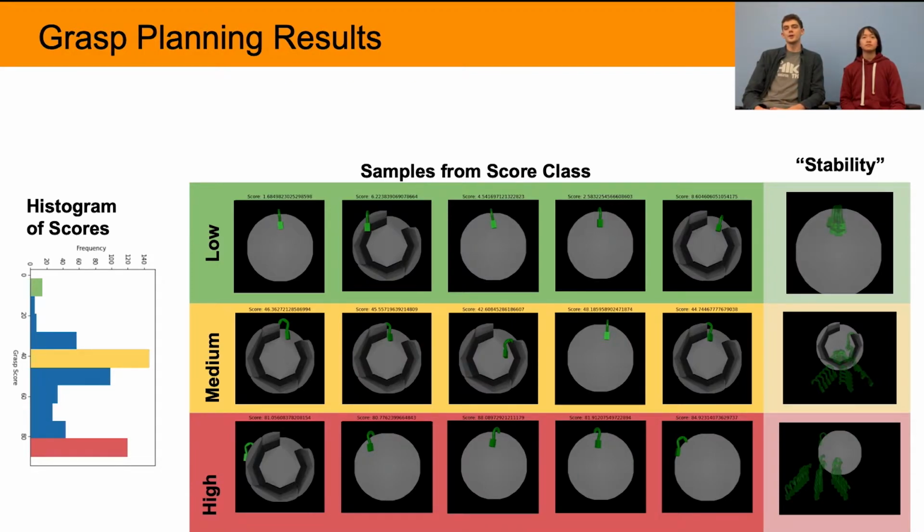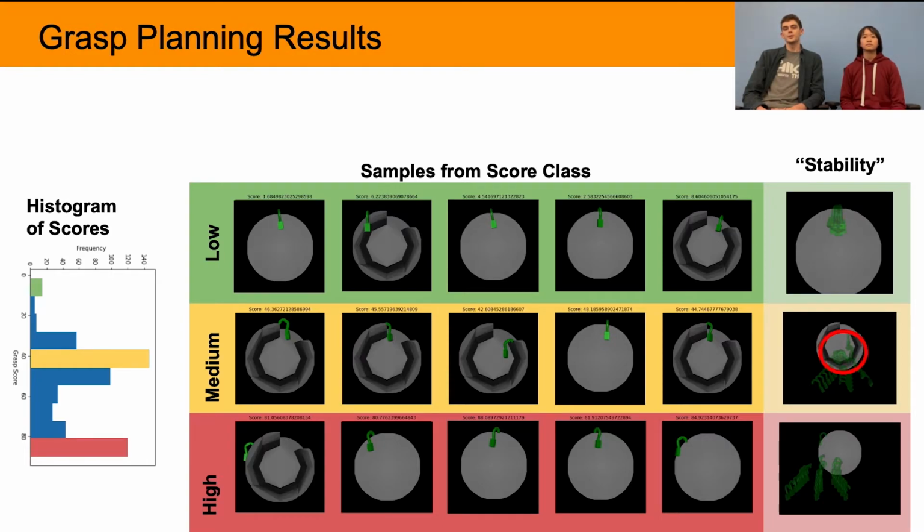The histogram of grasp poses on the left shows 3 peaks, here with low, medium, and high scores in green, yellow, and red respectively. Low scores indicate resilience to perturbing forces applied to the grasp. On the right, we can see the effects of applying these forces to grasps from these 3 categories. Generally, we see that the lower the grasp score, the more stable the grasp is.